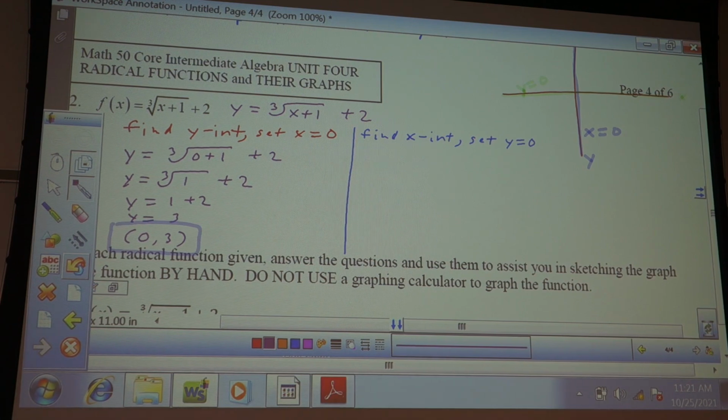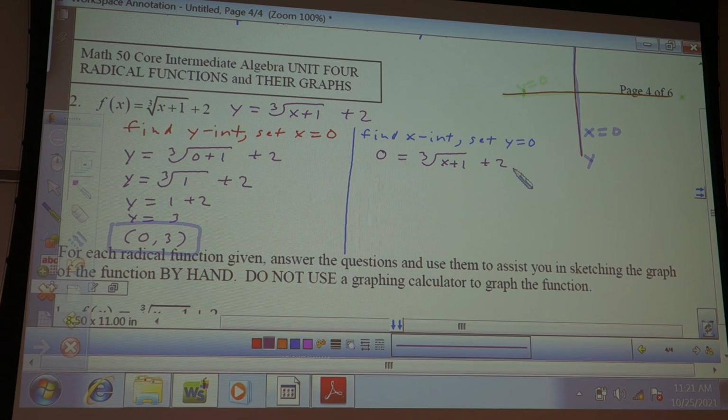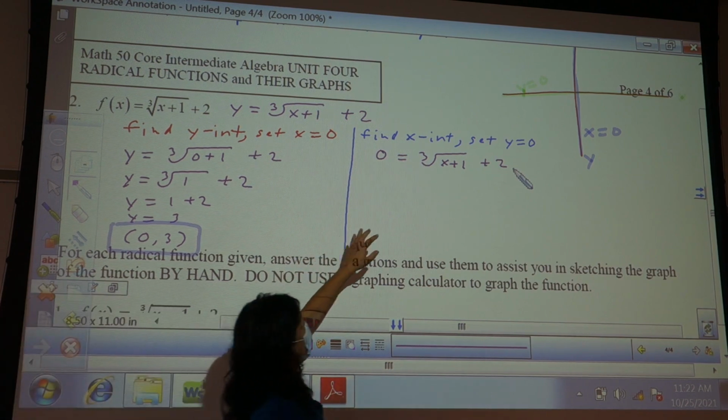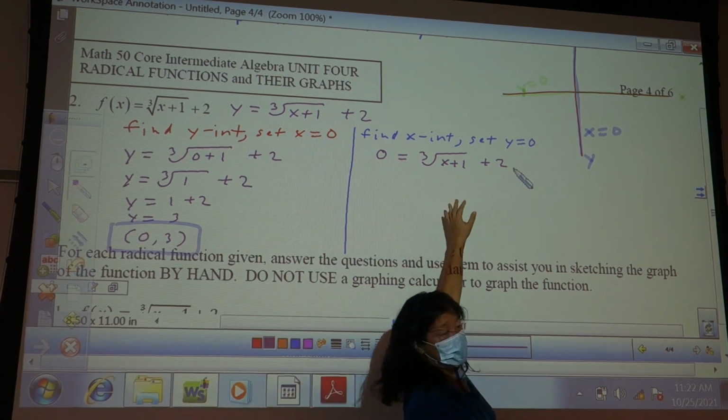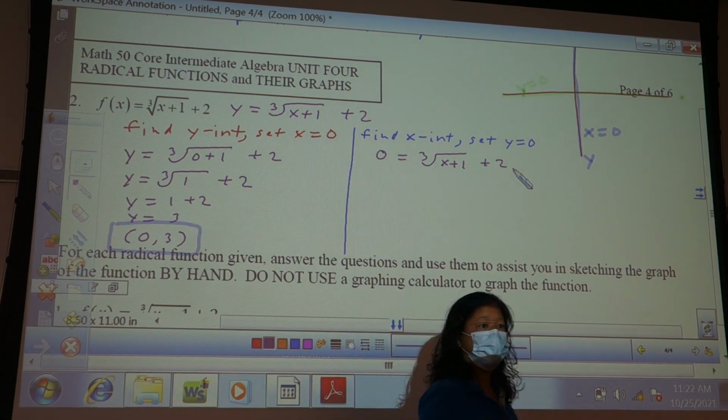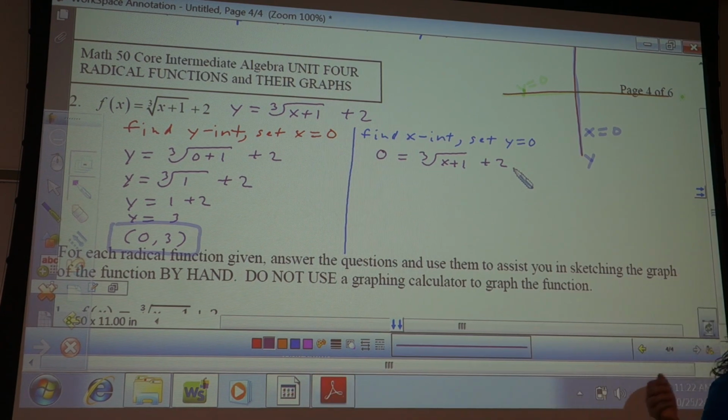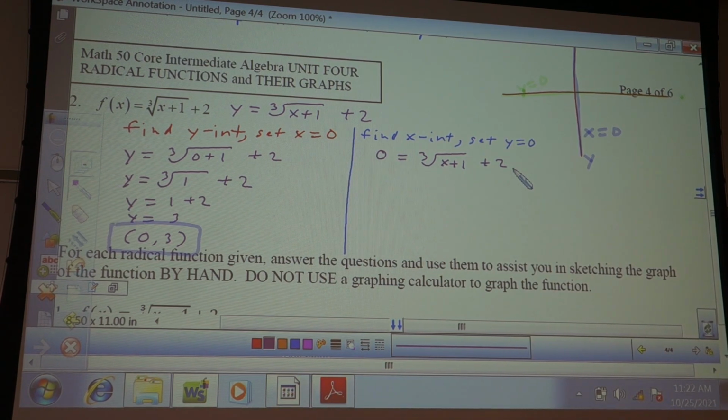It's a little bit trickier. It's a lot trickier, actually. 0 equals the cube root of x plus 1, plus 2. Now, what do I need to do to solve a radical? I need to solve for x. I need to get the radical symbol all by itself. And that's what we kind of did in the warm-up at the beginning, the first page of this.